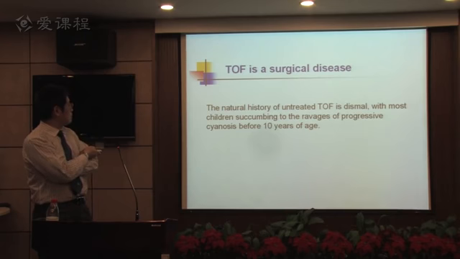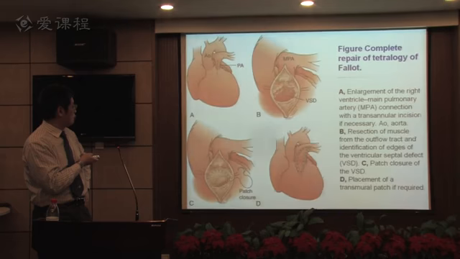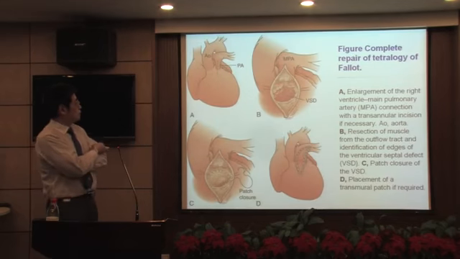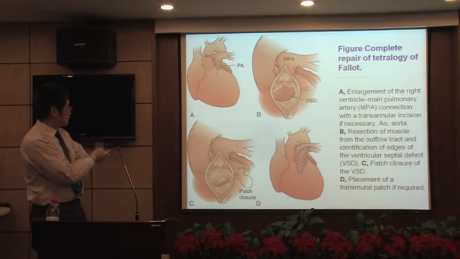The Tetralogy of Fallot is a surgical disease. That means the natural history of untreated TOF is dismal, with most children succumbing to the ravages of progressive cyanosis before 10 years of age. Complete repair of the Tetralogy of Fallot is like this.